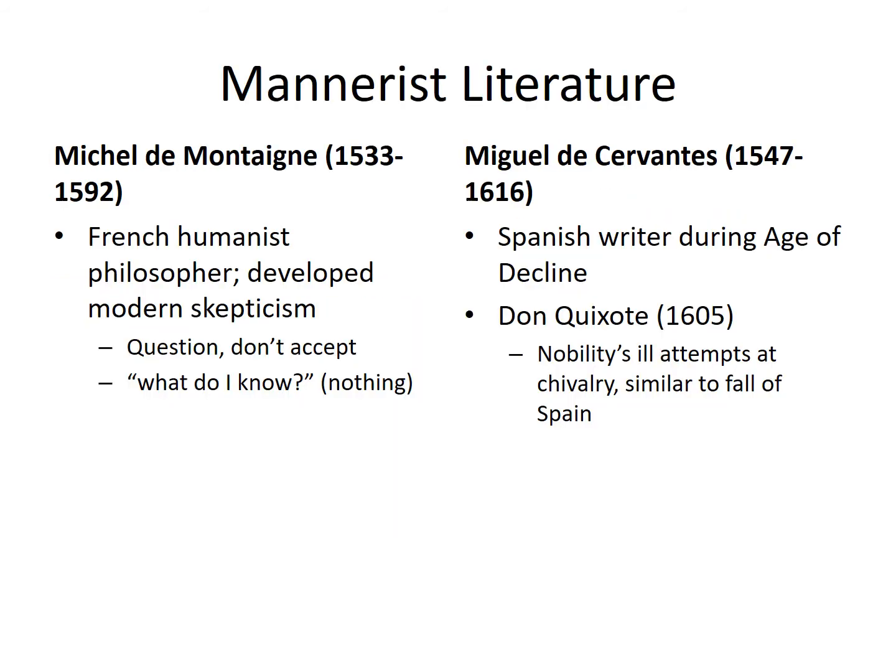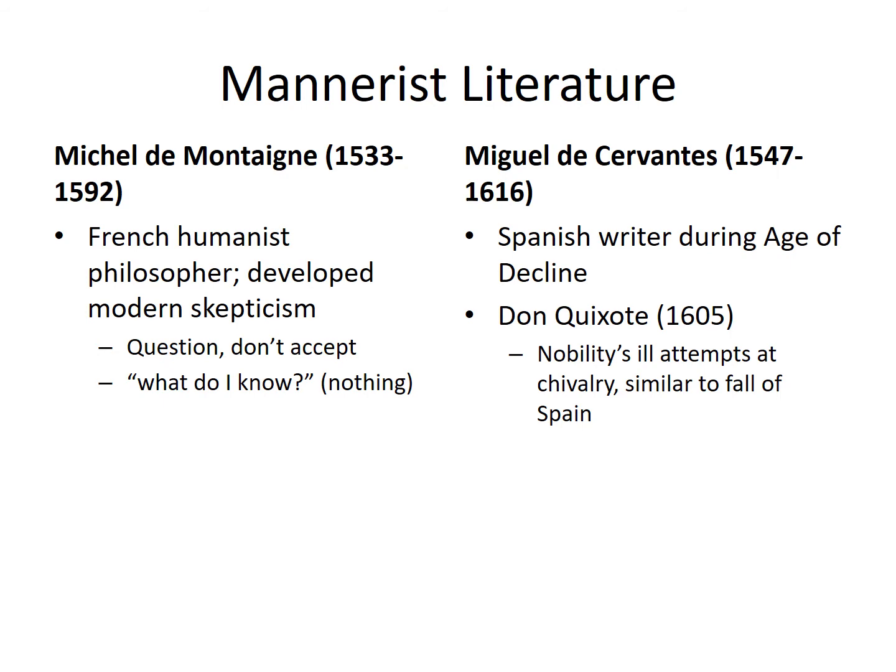Mannerist literature, you see literary figures like Michel de Montaigne, a French humanist and philosopher who developed modern skepticism. He questioned everything. He did not accept anything as truth. He said, "What do I know? I know nothing." Miguel de Cervantes from Spain, Spanish writer during this time period.